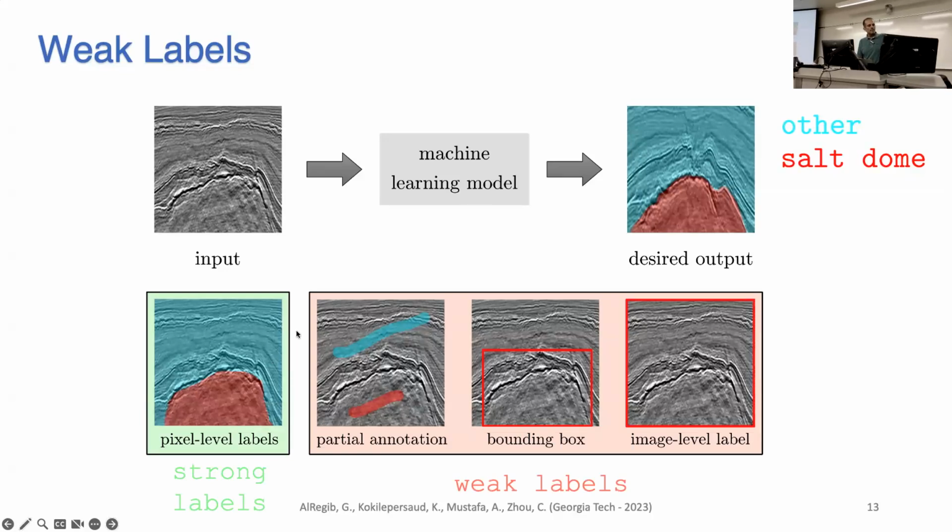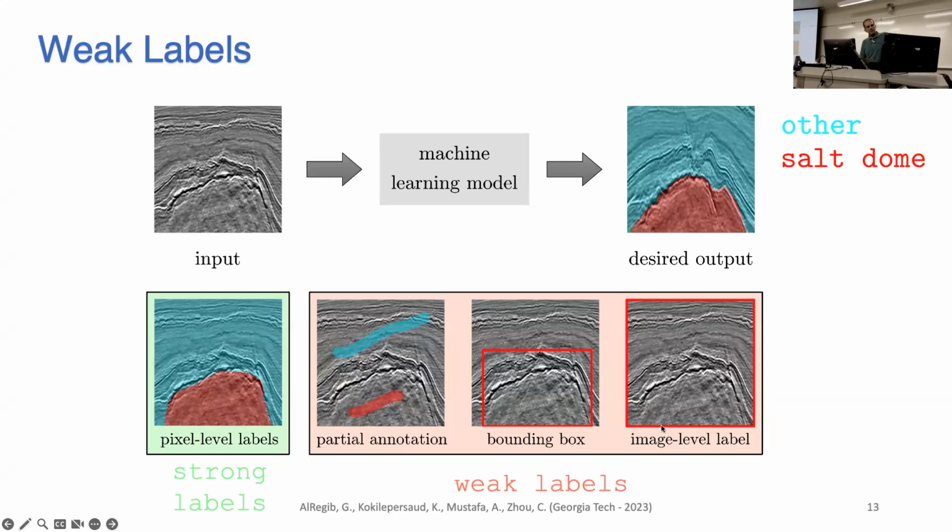But usually what you have from the geophysicists is some kind of partial annotation, like something like this, where they have just a brush to say, okay, this area belongs to one class, this is another class, because they cannot really go and at the pixel level give you these annotations. Or they give you a bounding box like that, or they give you a whole image level label, right? So all of these we refer to as weak labels. For example, this one is not as weak as the other two, because there's a bounding box exactly where the salt dome is. But all of them are not really as strong as these pixel level labels.